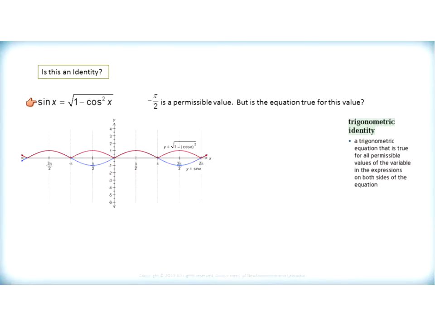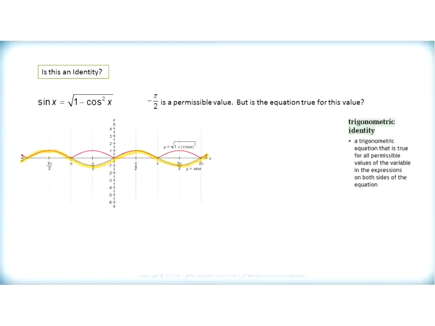Is this an identity? Sine x equals the square root of 1 minus cosine squared x. I've again graphed both equations for you. Here in red is the right side of the equation, and in blue is the left side of the equation. Now the actual graph in blue I'm going to highlight it for you because it's a little difficult to see. But the blue graph actually does this. This is the graph of y equals sine x, as you know.